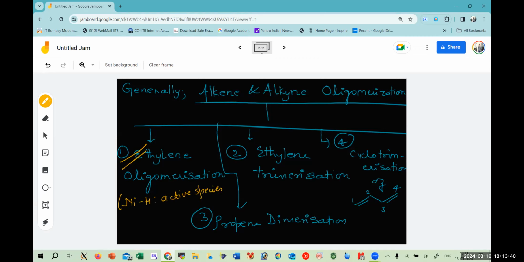And if we change some solvent, we will end up having more molecular weight. And if we add PPh3, it will terminate your chain. So for termination, we need to add this group. This we have already taken in the previous session.